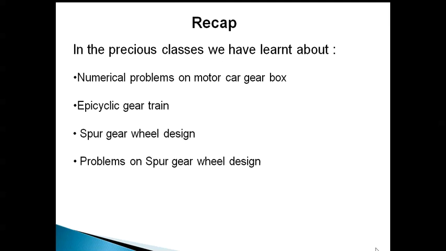Epicyclic gear train is used in pulley blocks, wristwatches, and differentials. So in these we use the epicyclic gear train.